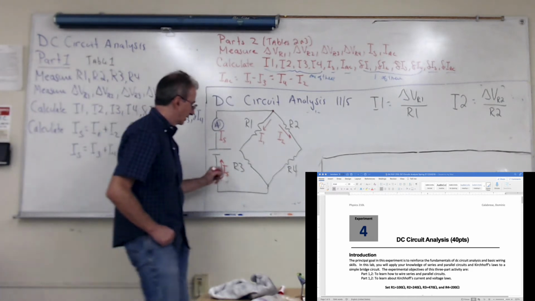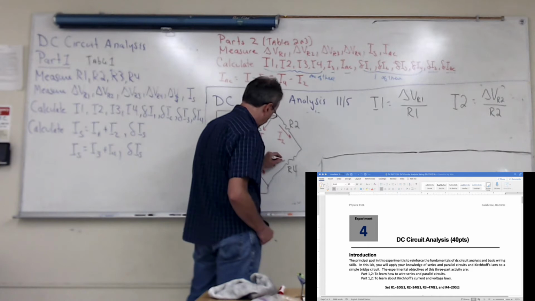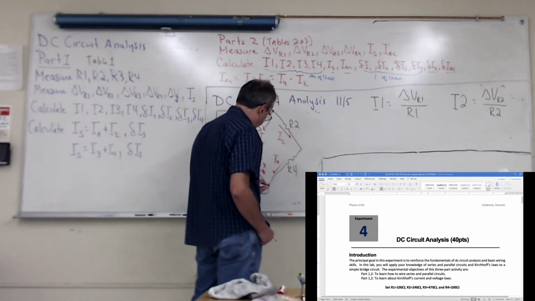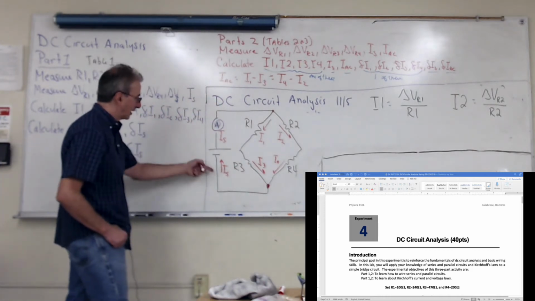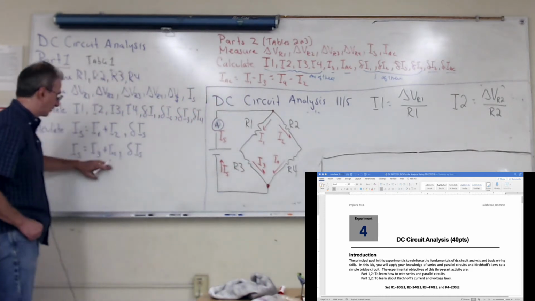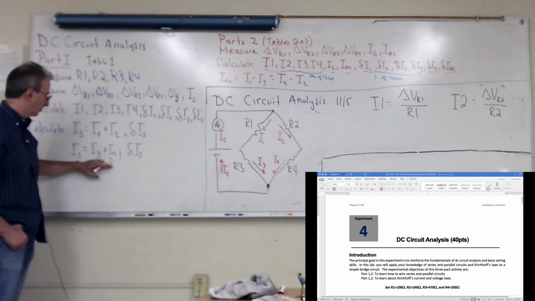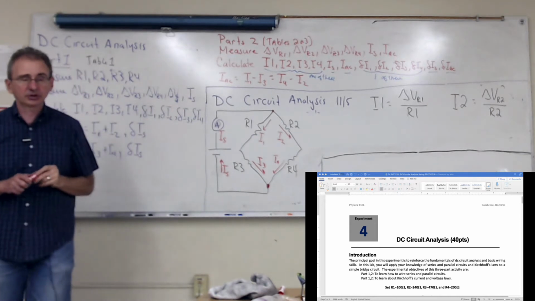But of course, these currents, I3 and I4, when they reach this point, this junction, they combine again to also give you I sub s. And so again, you're going to try to verify Kirchhoff's current law by summing I3 and I4 and comparing it to what you measured.